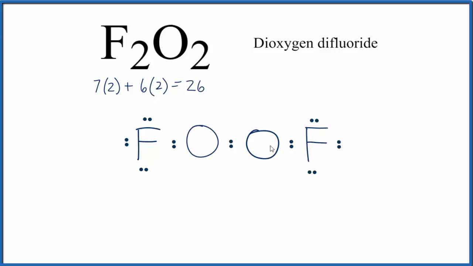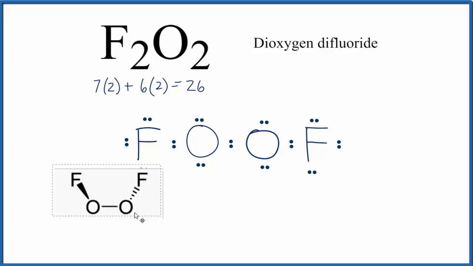So we'll put the remaining valence electrons on these interior atoms here to see if we can fill their octets. We'll put 2 here. And at this point, we've used all 26 valence electrons, and each of the elements here has 8 valence electrons around it, has an octet. So this is the Lewis structure for F2O2, the FOOF molecule.